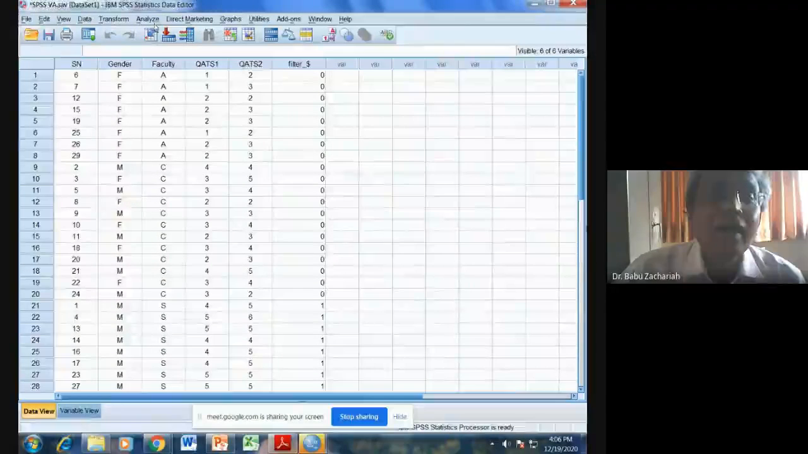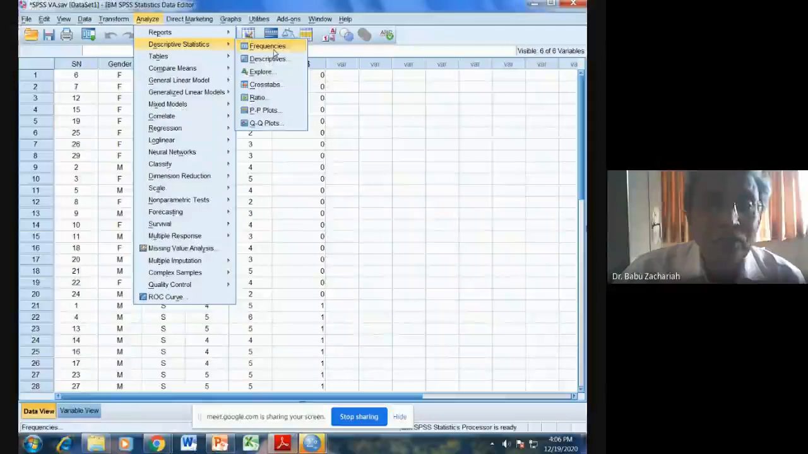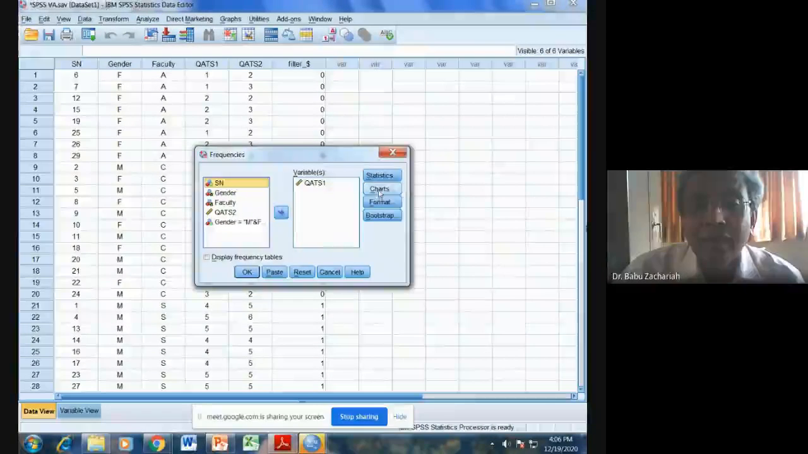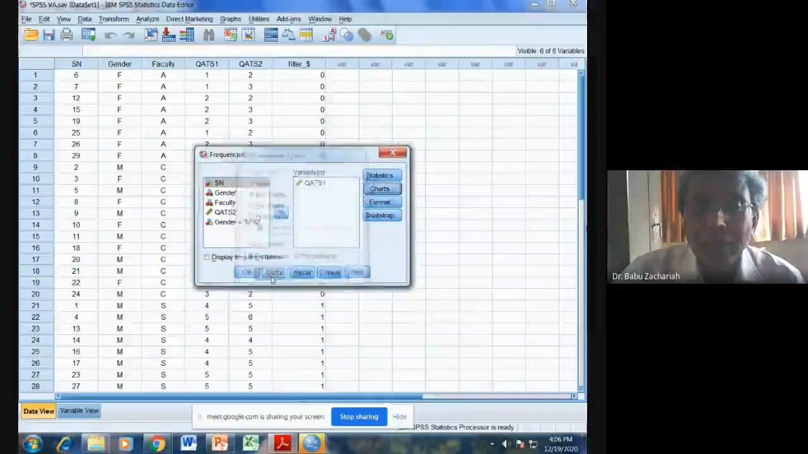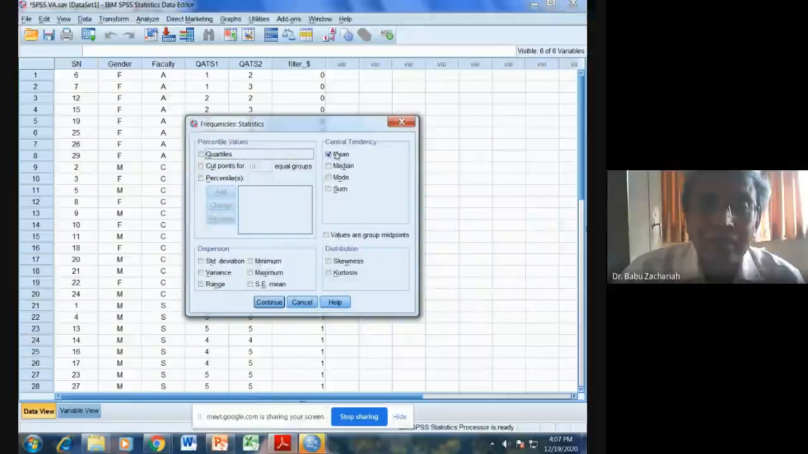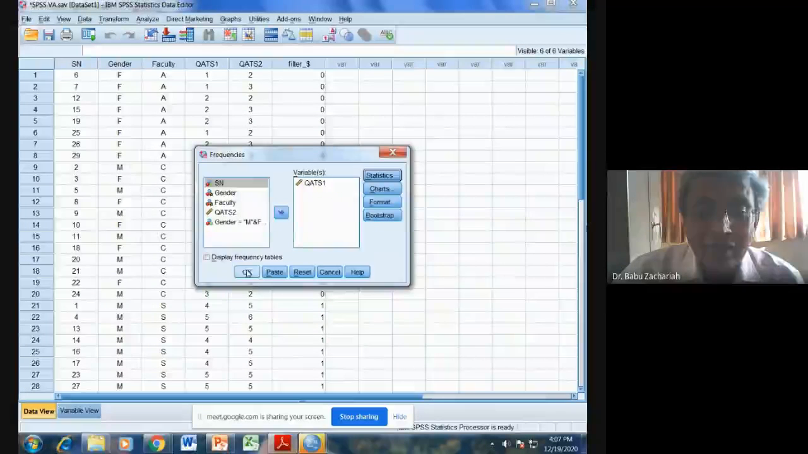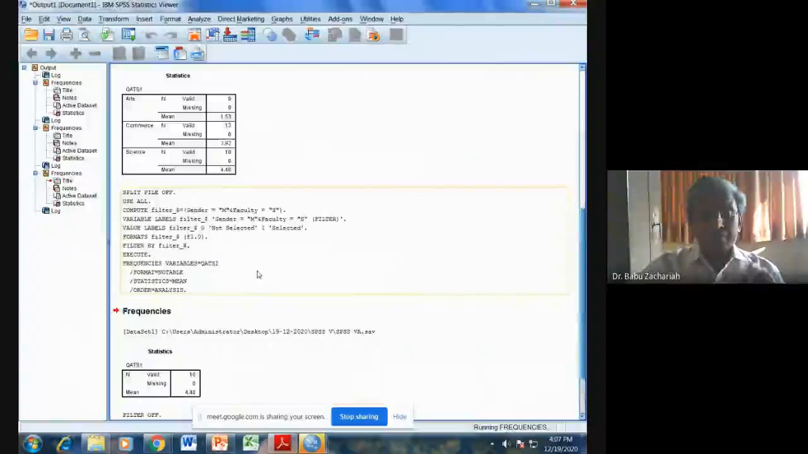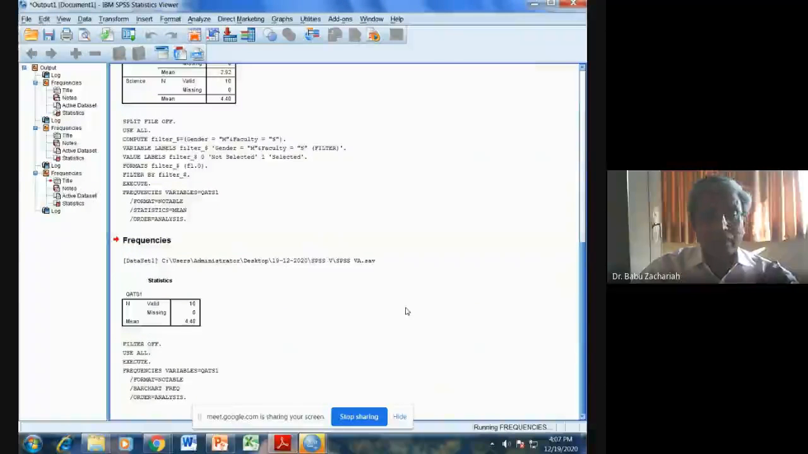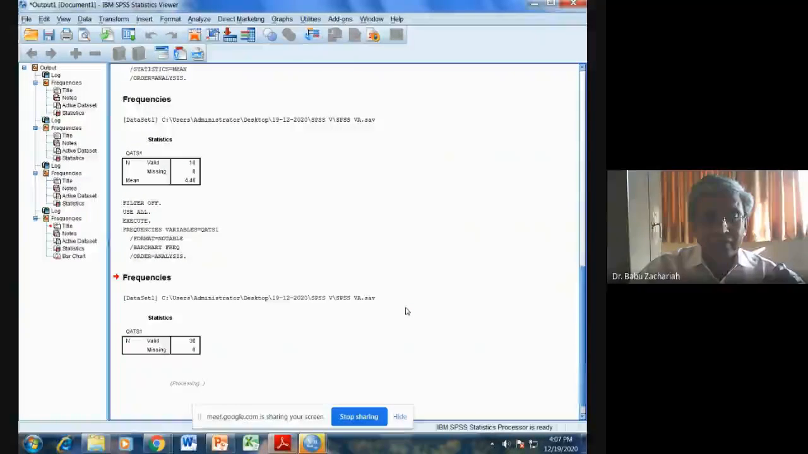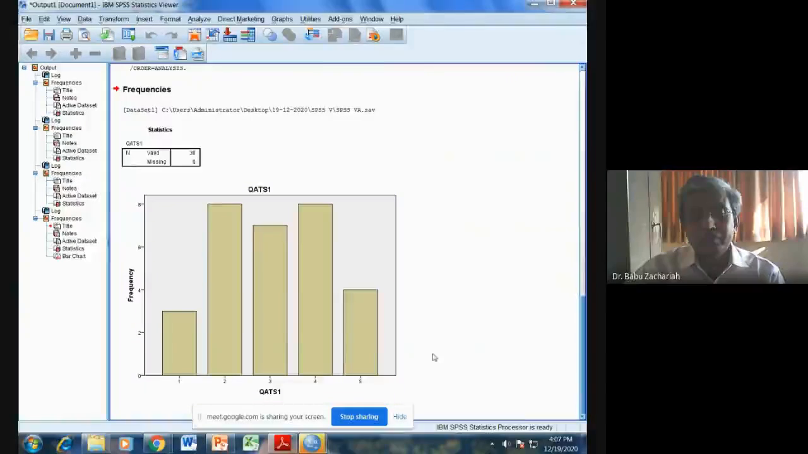Come here, Analyze, Descriptive Statistics, Frequencies. QATS1 is there. In the chart, you choose bar diagram. And in statistics, nothing is needed. So just check here, click OK. Now the graph will emerge. Just wait a minute. Yes, it's processing. Yes, it has come. This is the QATS1 bar diagram.